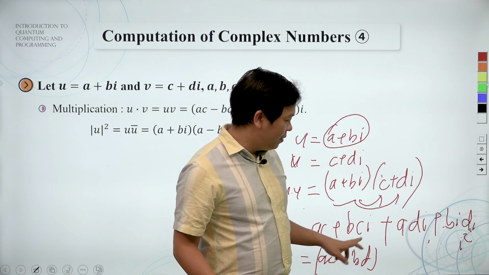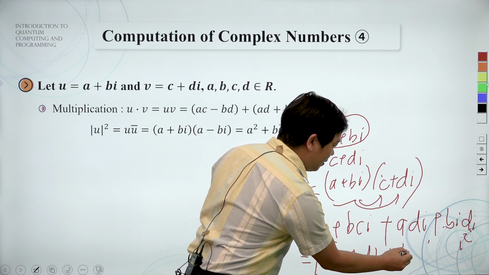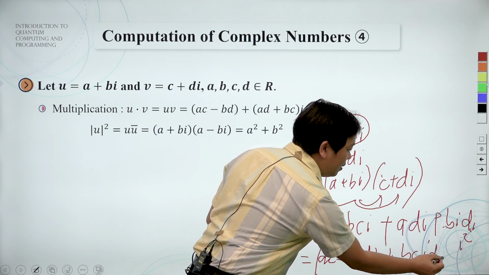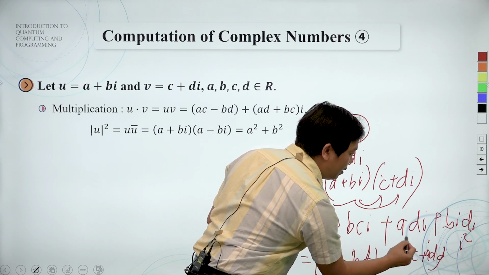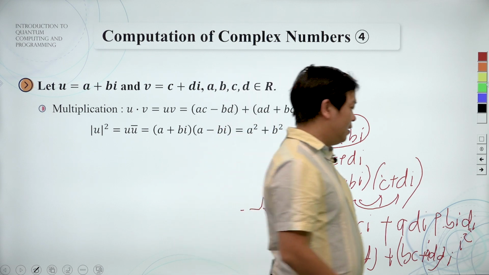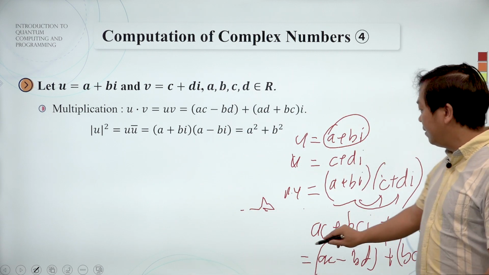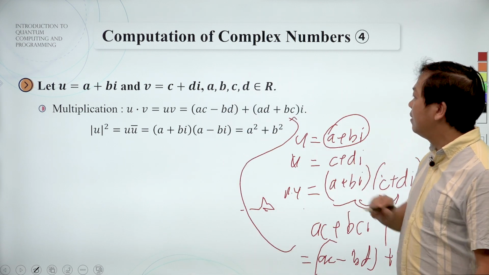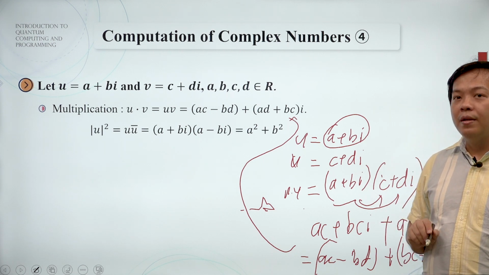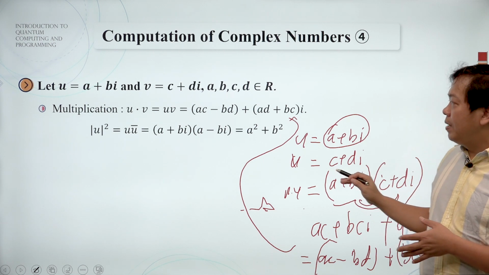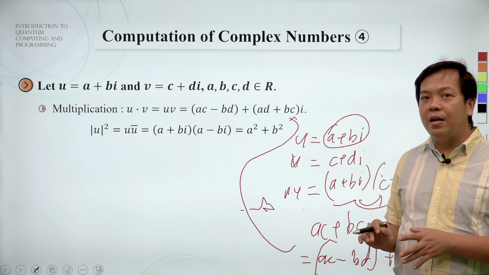And over here we have BC AD. So that is equal to this one. Actually, multiplication of this value is quite easy.